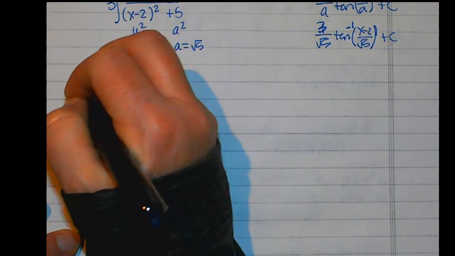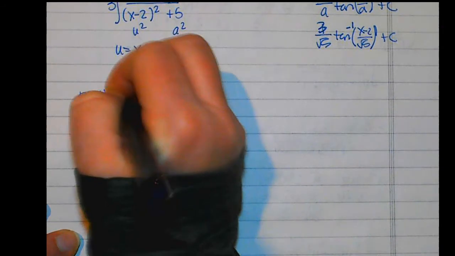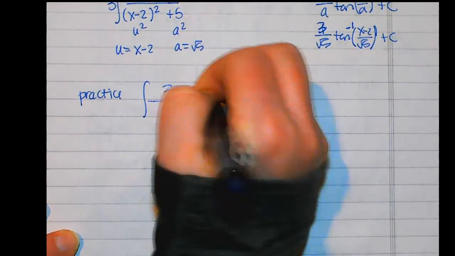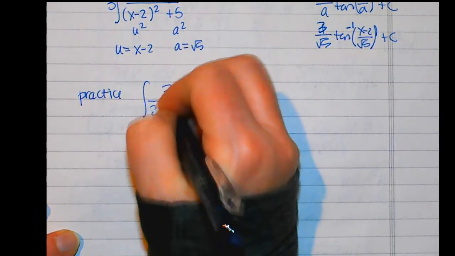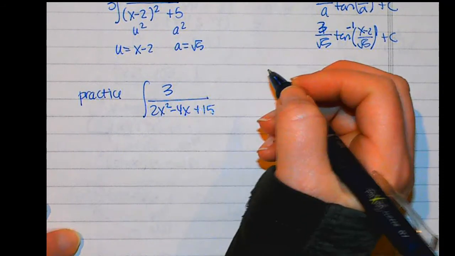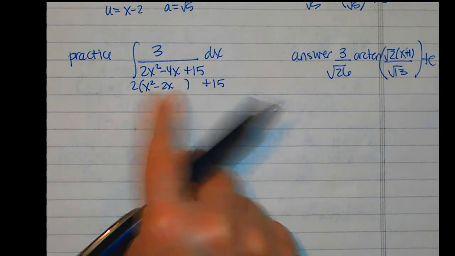Okay, then this one has one more little touch of fun to it. This is her one she called extra practice, so that's what I called it, practice. The integral of 3 again, 3, and then we've got 2x squared minus 4x plus 15. So take a second. You complete the square on this. You're going to need to take the 2 out. We just want to complete the square on this.